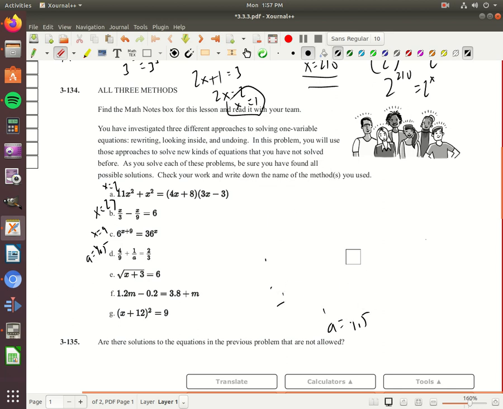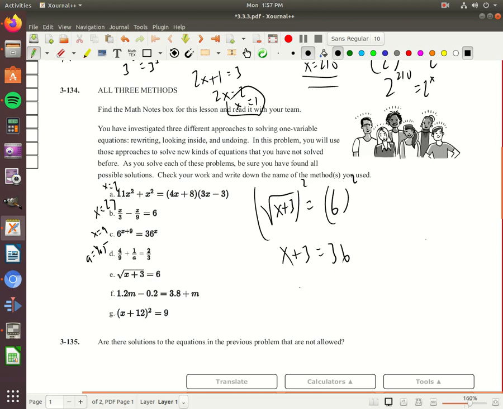On this one, a couple different ways we can do this one, really. The way I would probably do it and the way that I see it the most quickly is, how do I get rid of a square root? I get rid of a square root with the square. So I'm going to get x plus 3 equals 36, so x will equal, obviously, 33.